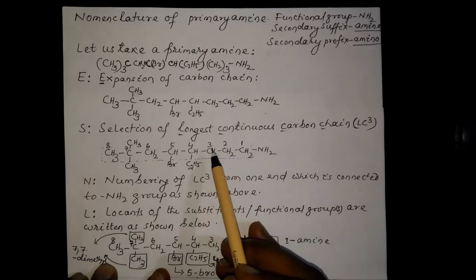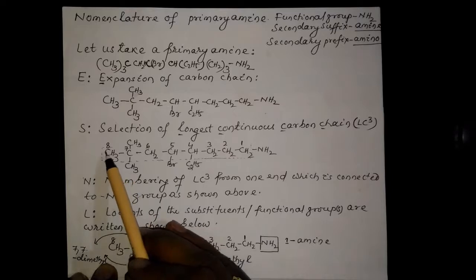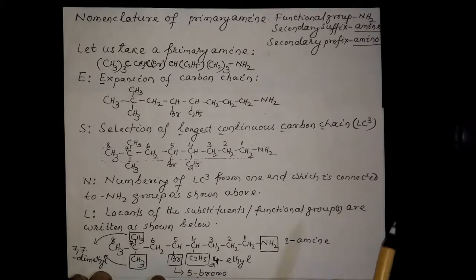1, 2, 3, 4, 5, 6, 7, 8. Next, L. Locants of the substituents or functional groups are written as shown below. NH2, this is the main functional group. It is written as 1 amine.